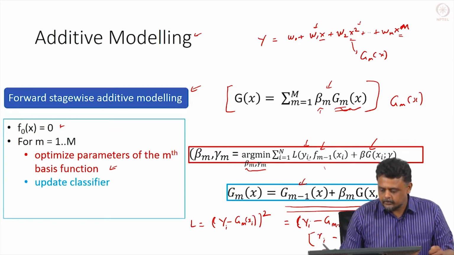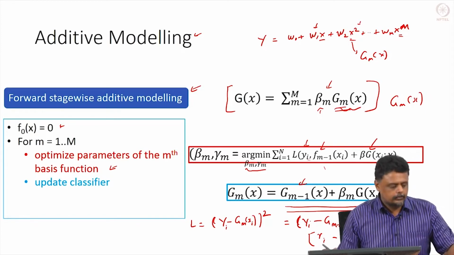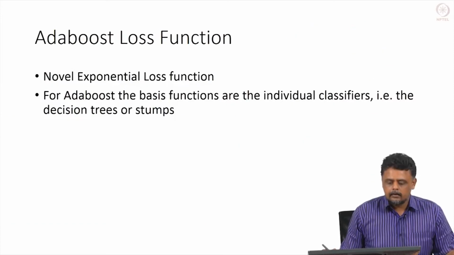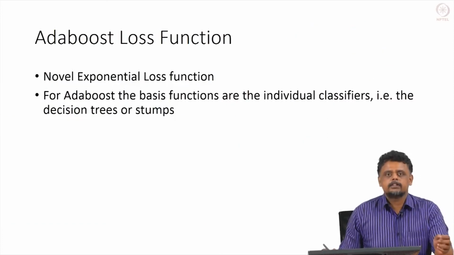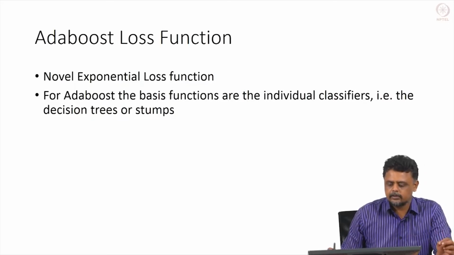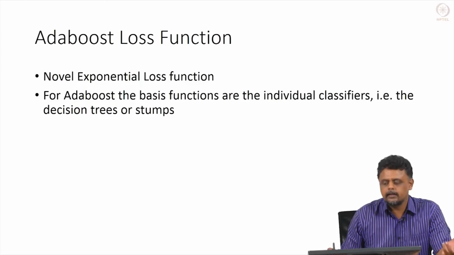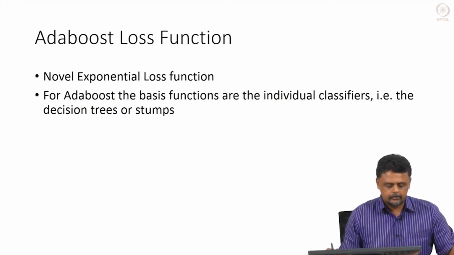Now, instead of a least squares cost function, if you use an exponential cost function, what you end up getting is AdaBoost. That is what we will see now. The AdaBoost loss function or the algorithm that we saw for AdaBoost comes from using an exponential loss function, and the basis functions or the weak learners or the individual classifiers, these can be decision trees or stumps.